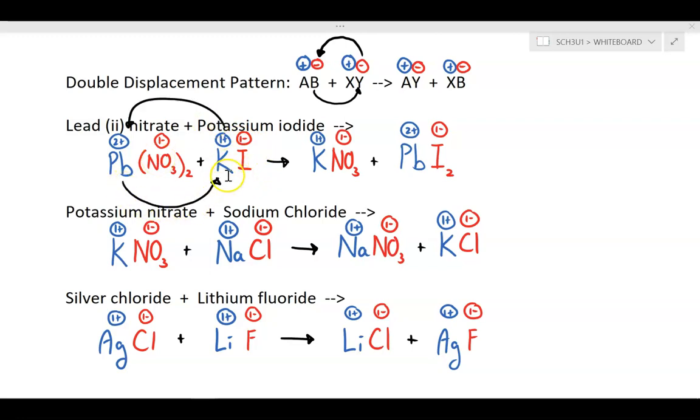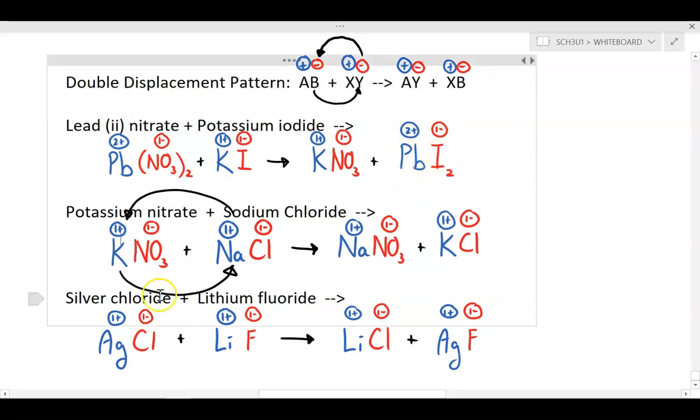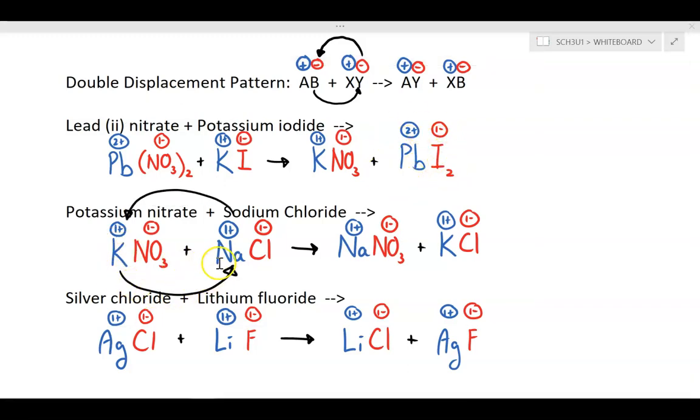And now we're going to switch places. So Pb is now with iodine, and K is now with nitrate. Again, make sure you zero sum. 1 plus, 1 minus, we're good. 2 plus, 1 minus, that means I need 2 of these iodines to make this stable. Moving on to this one, the positives are going to switch places. K's old partner was nitrate, now its new partner is with Cl. Sodium's old partner was with Cl, now its new partner is with NO3.